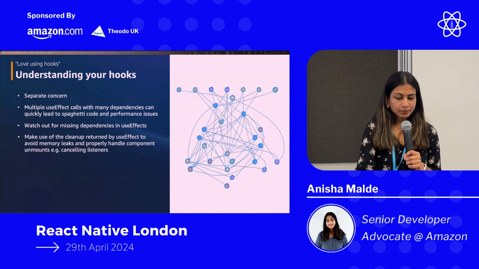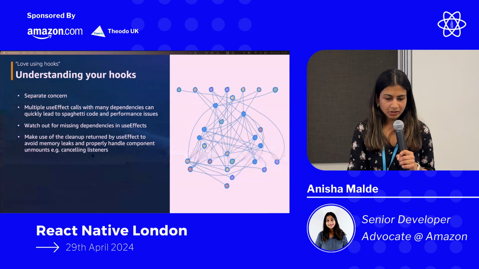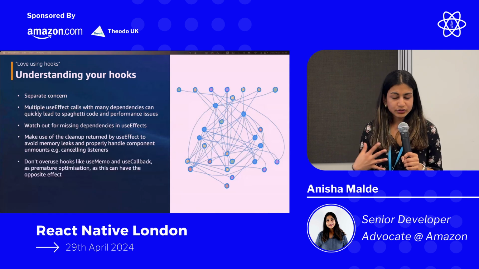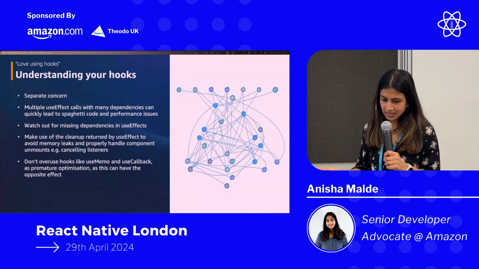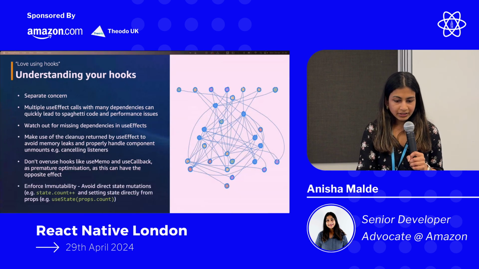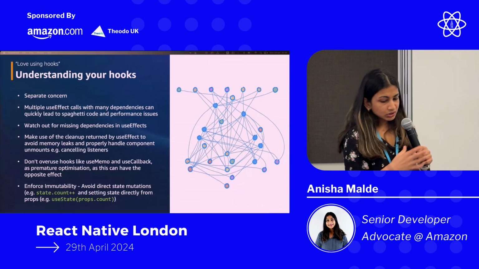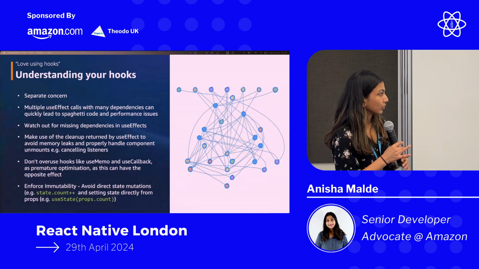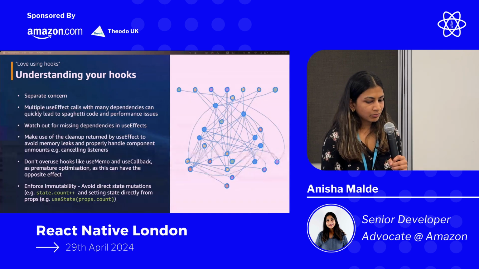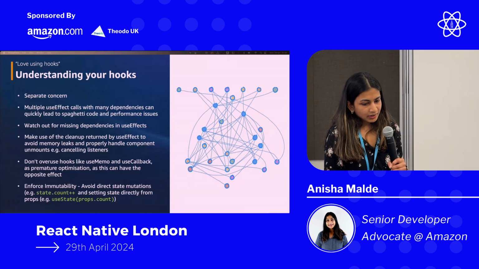Make use of the cleanup function returned by useEffects to avoid memory leaks and properly handle component unmounts. Don't overuse hooks like useMemo and useCallback, as this can have the opposite effect of what you intended. And avoid direct state mutations and setting state directly from props. And actually, there's a really great talk by David Khourshid about how to use effect effectively. If you haven't already seen it, I really, really recommend it. It was at React Advanced London a couple of years ago.